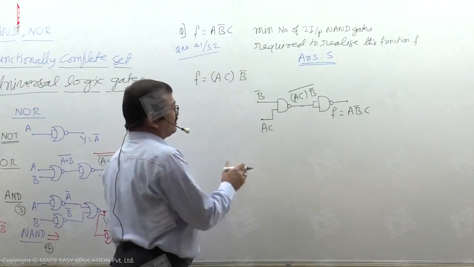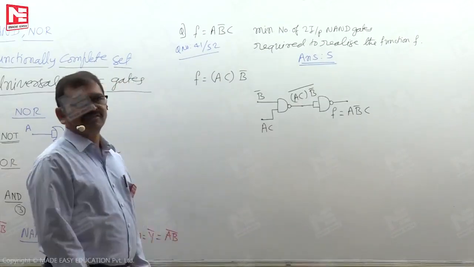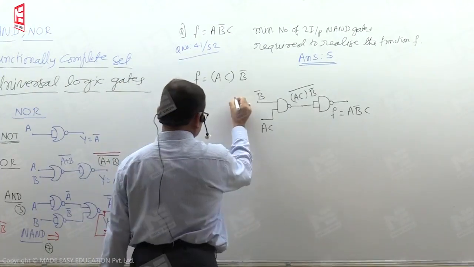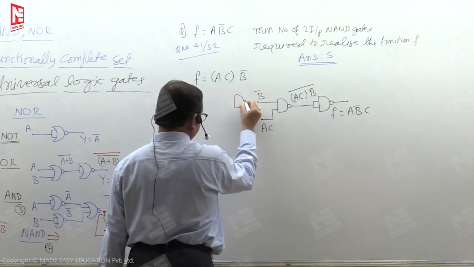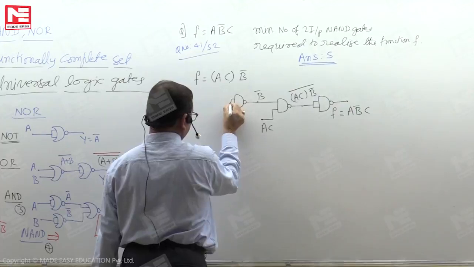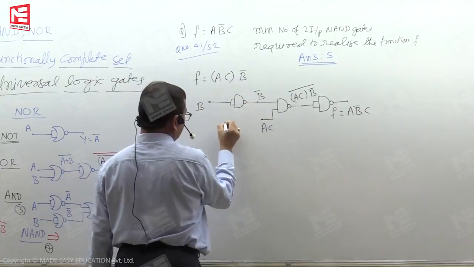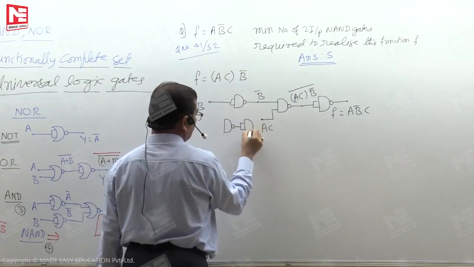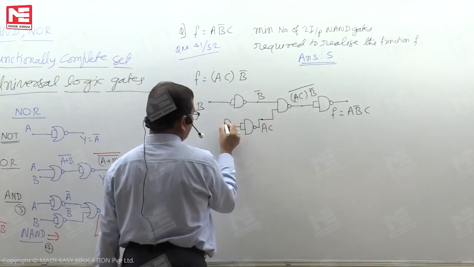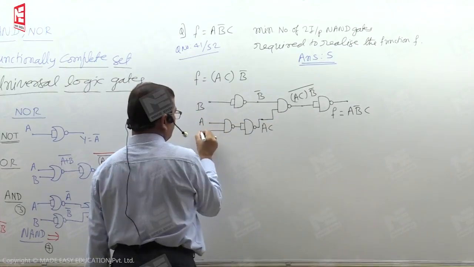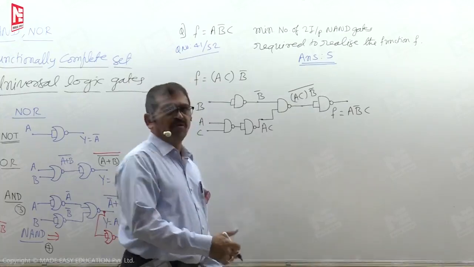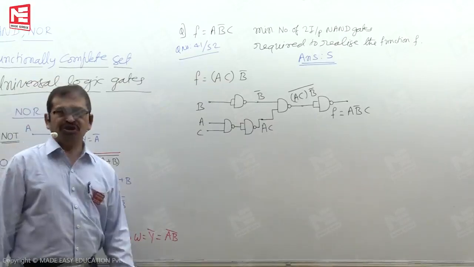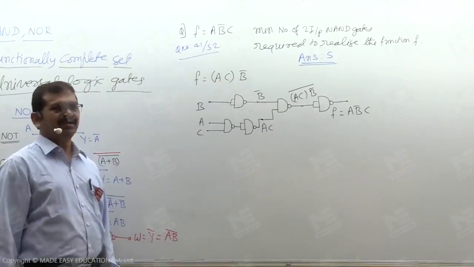Now come back. How to get B bar is known for us. To get the B bar, we need to use an AND gate as a NOT gate. How to use an AND as a NOT gate, just now we learned. And to get AND operation between A and C, we need two NAND gates. So if you count the number of gates we are having, it is 5. So the answer to this question is 5.